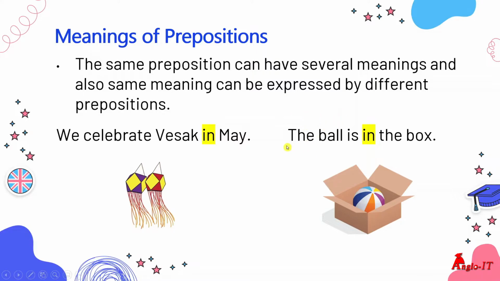In the next example, the ball is in the box. Here in is used to show the place of something or to show where something is.